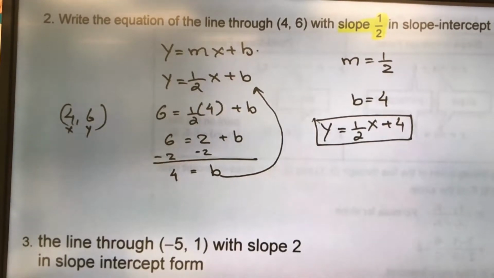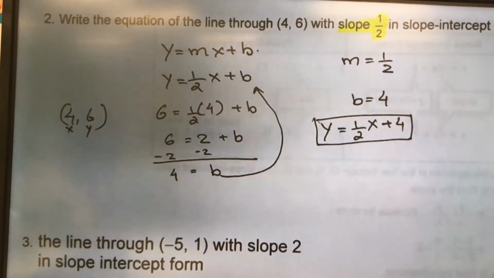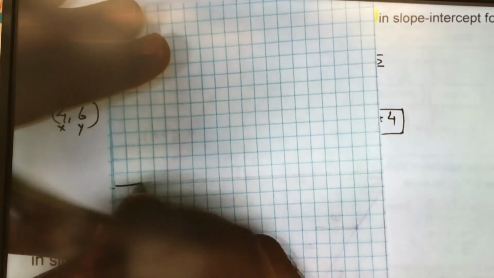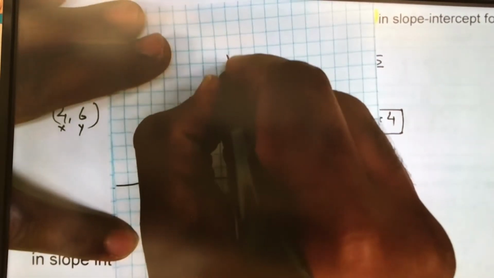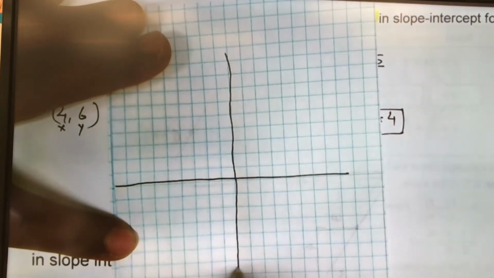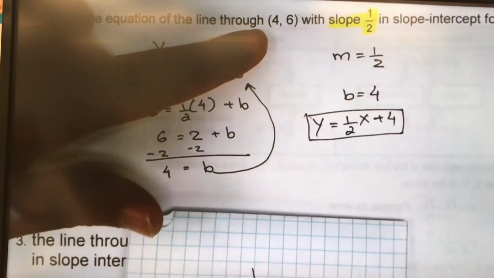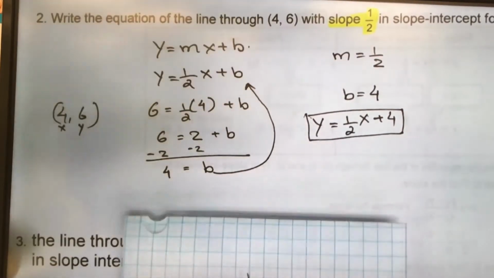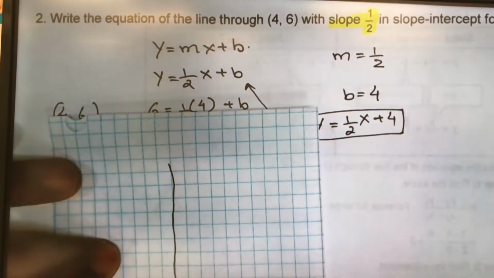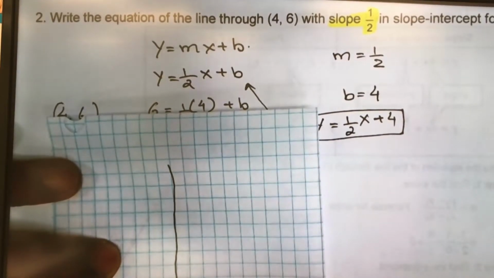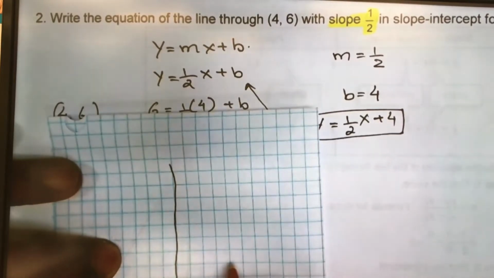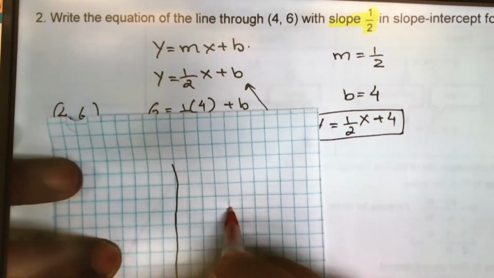Another method of doing this same thing is just to draw the graph of the situation. From the graph you can identify both x and y intercept, so I'll show you that method also. We draw the x and y axis on a graph sheet. The question says the line is passing through (4, 6), so on the graph sheet, plot the point (4, 6).